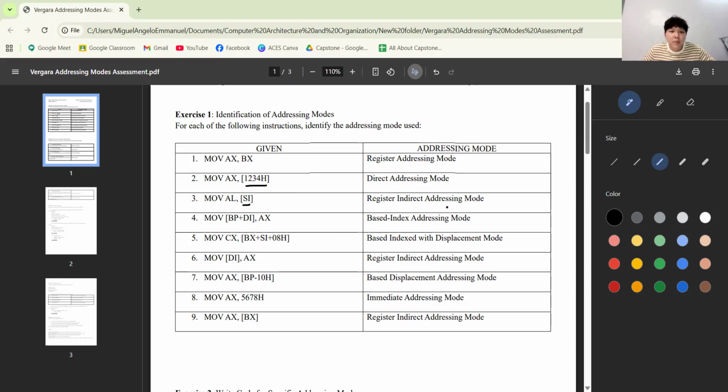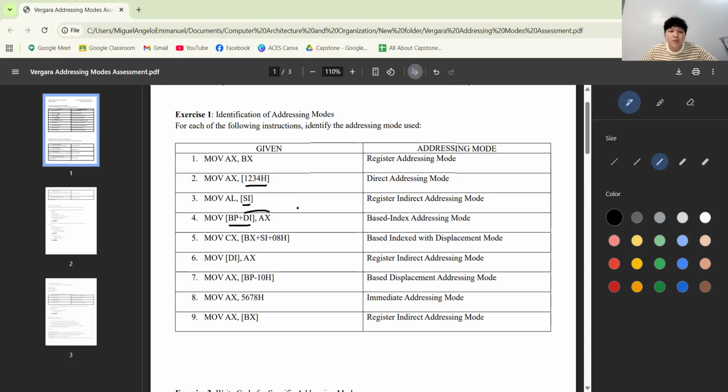Next, we have MOV [BP+DI], AX. And in this part, the addressing mode used is base index addressing mode, as it is summing the base register to the contents of an index register. So in this part, this is the summation, and the contents will be moved to AX.